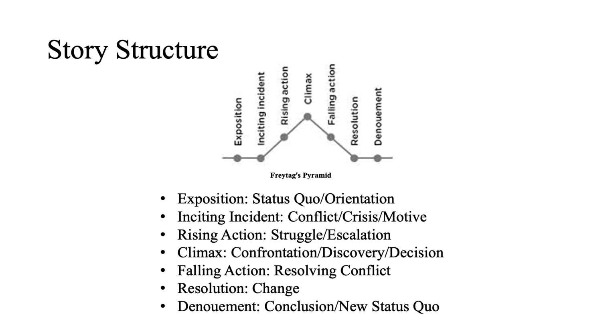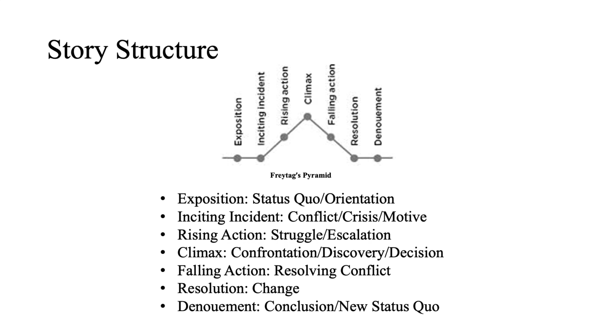Climax is where the character engages in the confrontation with the solution to that inciting incident, right? It's where they make their discovery, their decision, their change. We'll talk a little bit more about this in the next slide. Falling action is where they resolve their conflict. The resolution is the change that has been made, who they have become. And then the denouement is the new status quo. So basically you're looking at a person who is one way, something happens, they do something about it, and now they're a different way.